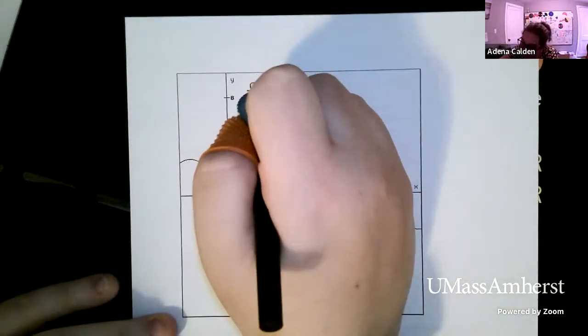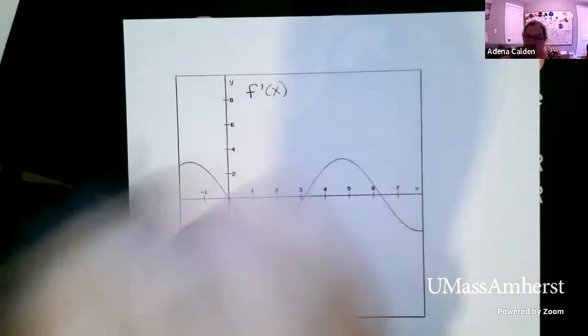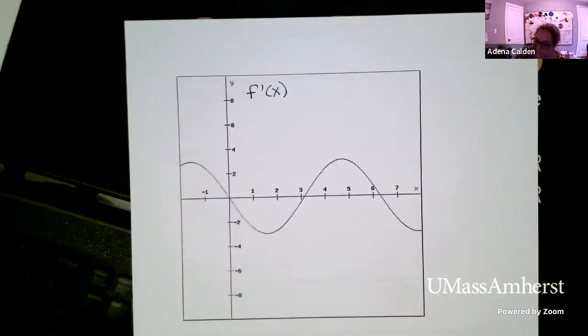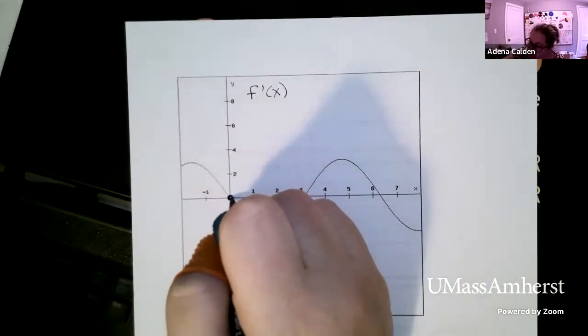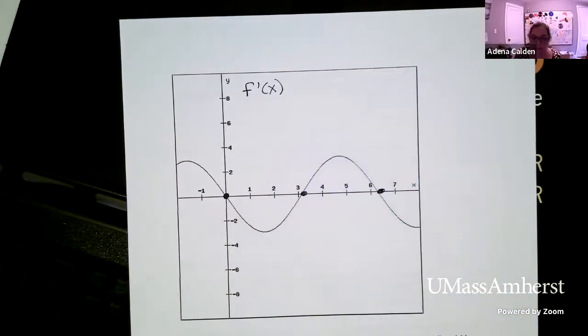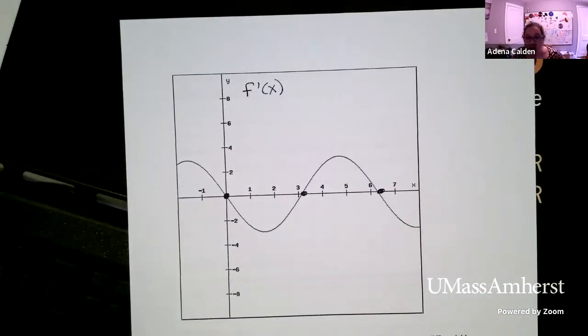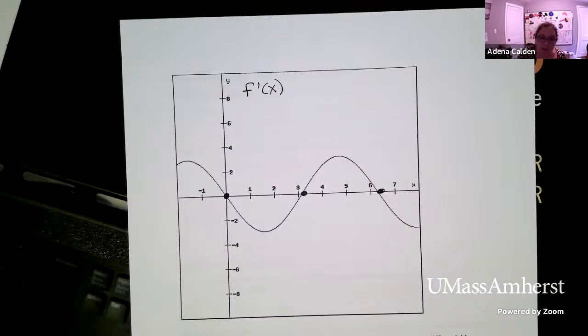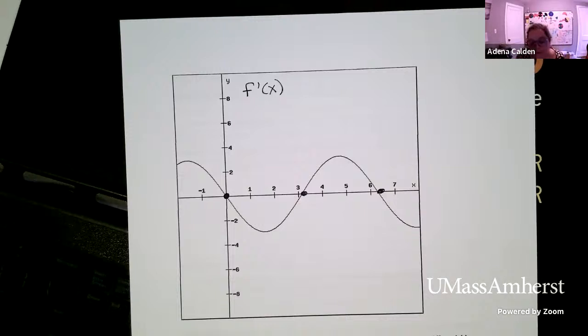So this was our first derivative. And we said our critical points are where the first derivative equals 0. So here, here, and here. But now we want to use this graph to determine if these critical points are local maximums, local minimums, or neither. So we're using the first derivative test to think about how the derivative changes, right?